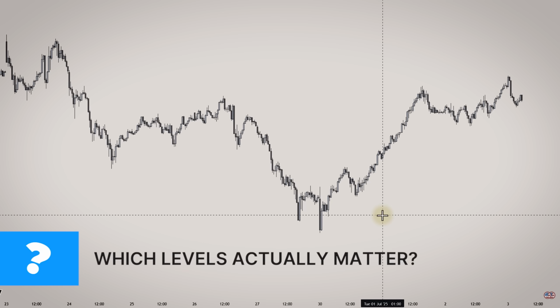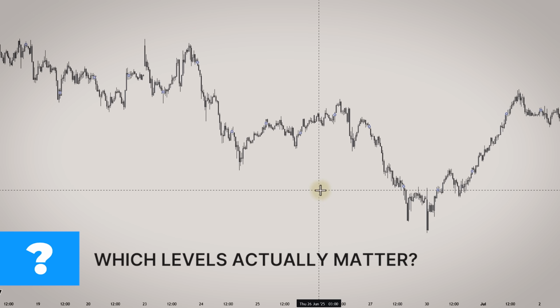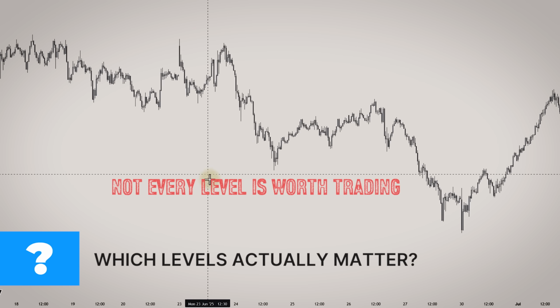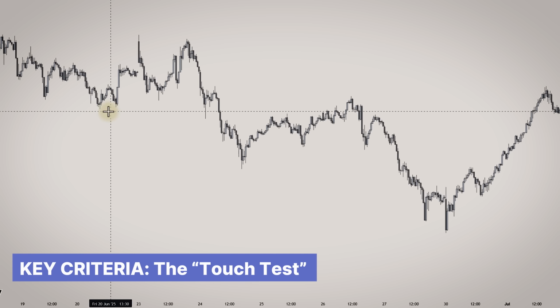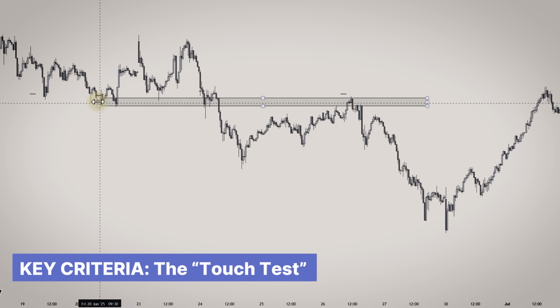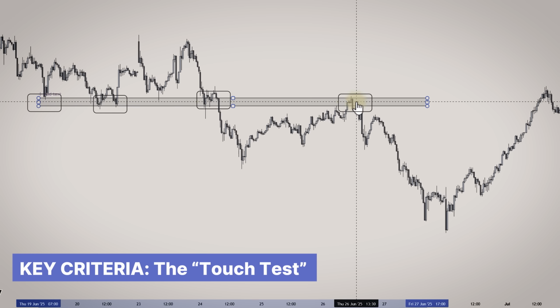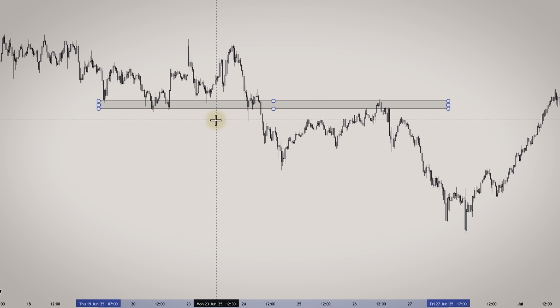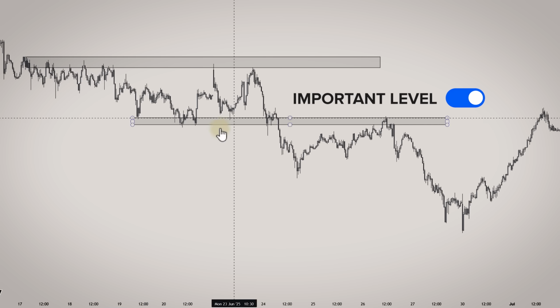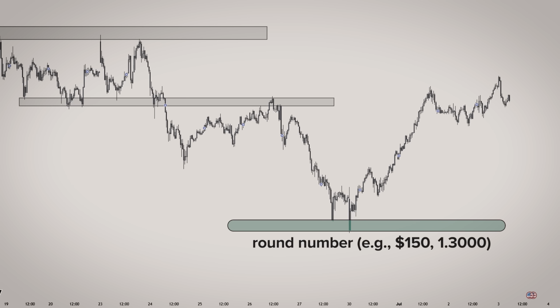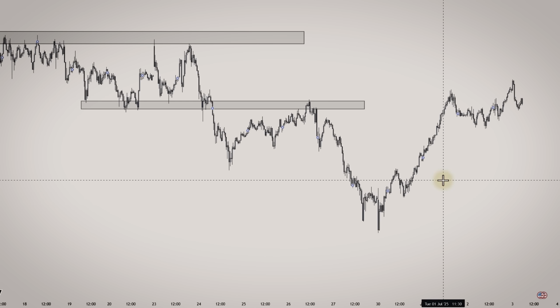Now let's talk about finding the levels that actually matter. Not every horizontal line on your chart is worth trading. Most of them are just noise. You need to find the levels where real money has changed hands. Here's the touch test. Look for levels where price has bounced at least once before. Each time price hits a level and reverses, it's like the market is voting. This level has power. Also, pay special attention to round numbers. These psychological levels work because human psychology doesn't change. Traders place orders at these obvious numbers, creating natural support and resistance.